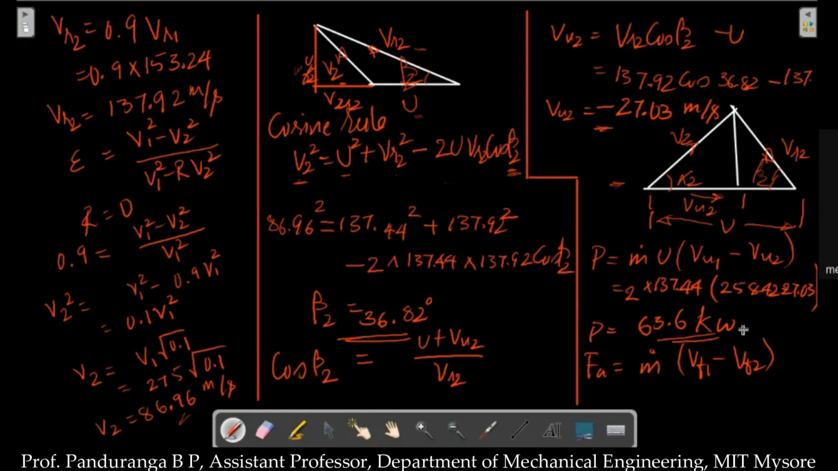Please find out the value of VF1 and VF2 and substitute here. I'll give you the value of FA. The axial thrust value is 22.82 newtons. But I request all of you to find out the value of VF1 and VF2 using the inlet and outlet velocity triangle, and then substitute in this equation to get the axial thrust. So I'll stop the session here. I will continue with problems in the next session.